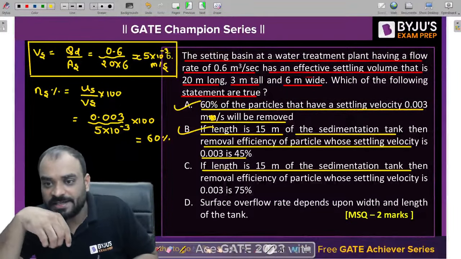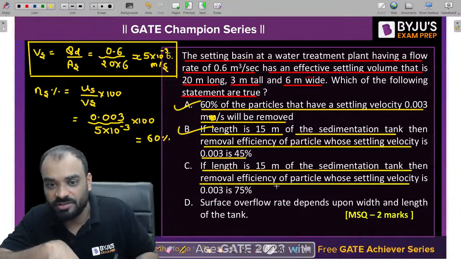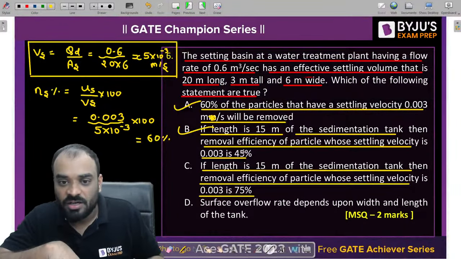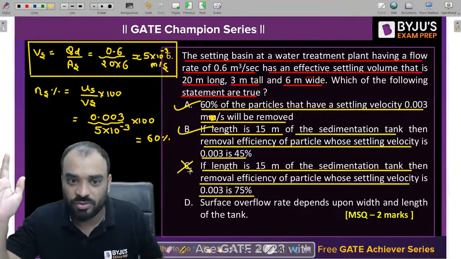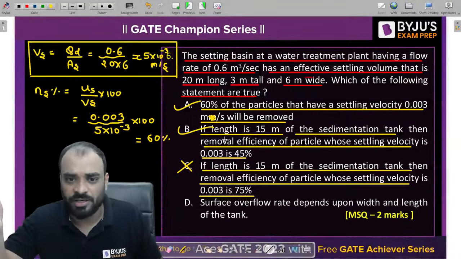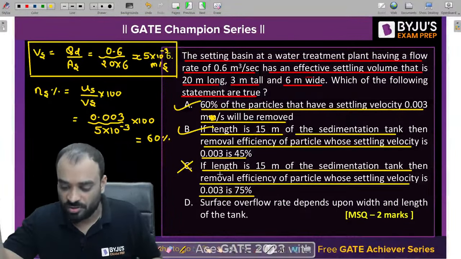Now you can understand, guys, if you have the same statement over here, and in this place, in place of 45 they have written 75. So this cannot be the correct answer. You need to understand this point, guys. Very easy point. So this particular answer will be wrong. C is wrong, right?